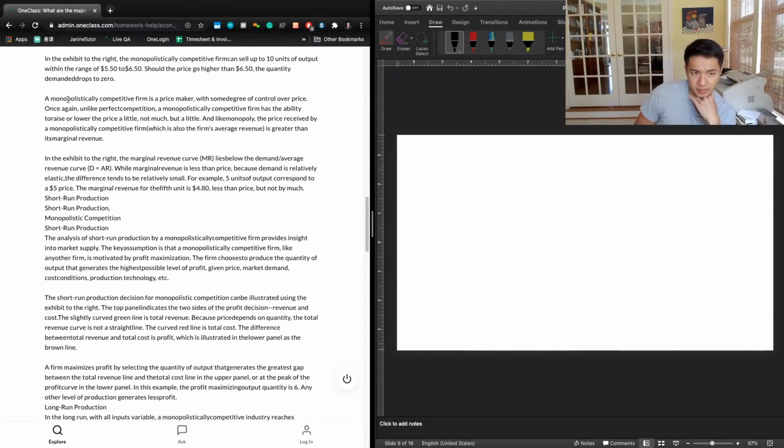A monopolistically competitive firm is a price maker with some degree of control over price. Once again, unlike perfect competition, a monopolistically competitive firm has the ability to raise or lower the price a little, not much, but a little. And like monopoly, the price received by a monopolistically competitive firm, which is also the firm's average revenue, is greater than its marginal revenue.